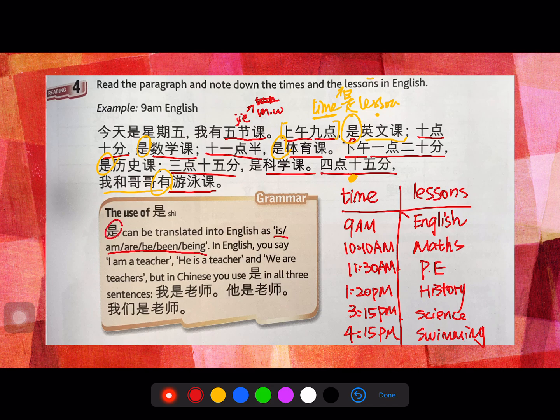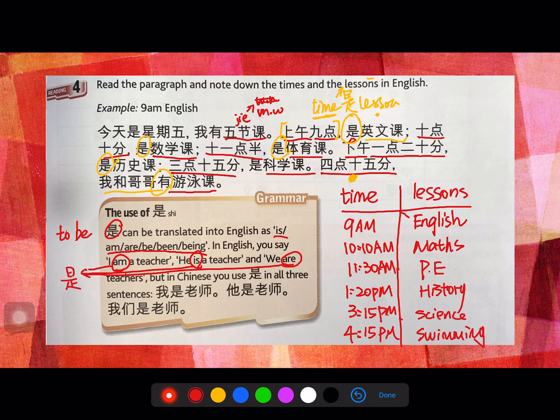So the verb to be has to be changed in a lot of European languages, but it doesn't change at all in Chinese. 是 always remains the same. No matter if you are saying I am a teacher, or he is a teacher, or we are teachers, you use the same verb, which is 是.